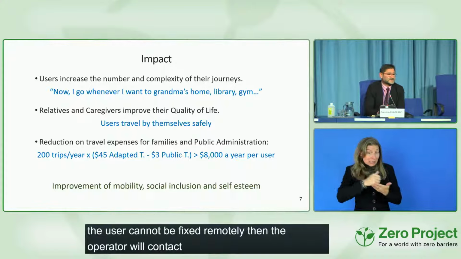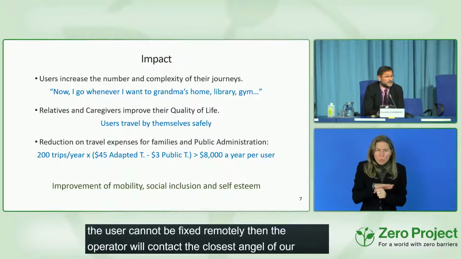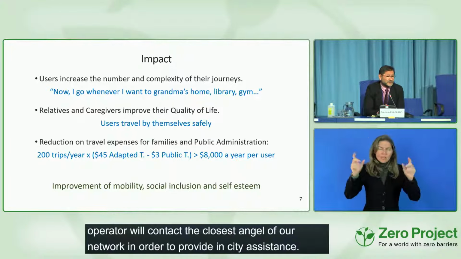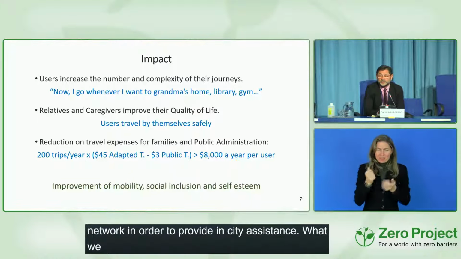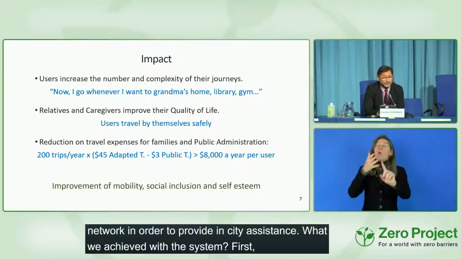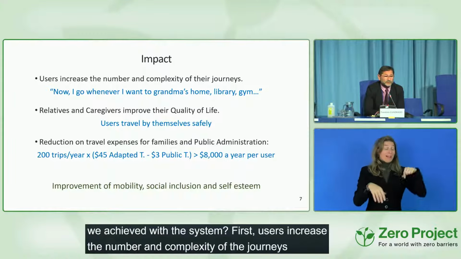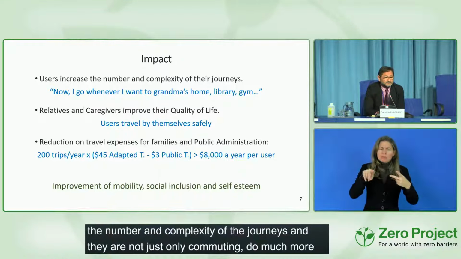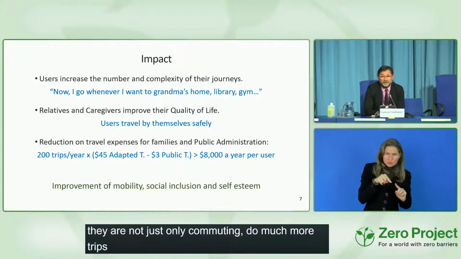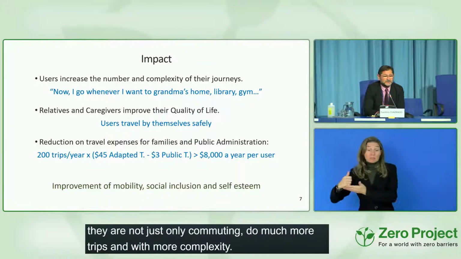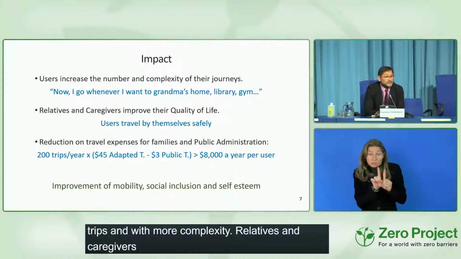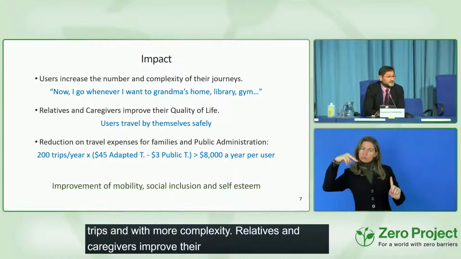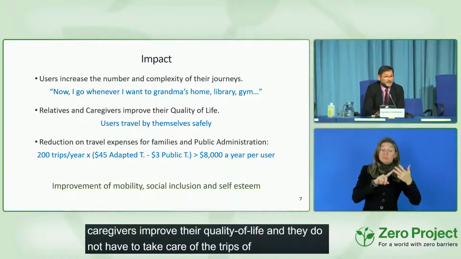What do we achieve with the system? First, users increase the number and complexity of the journeys. They are not only commuting, they do many more trips, and more complex trips. Relatives and caregivers improve their quality of life. They don't have to take care of the trips of the users. And there is also a reduction in travel expenses for families and public administration.